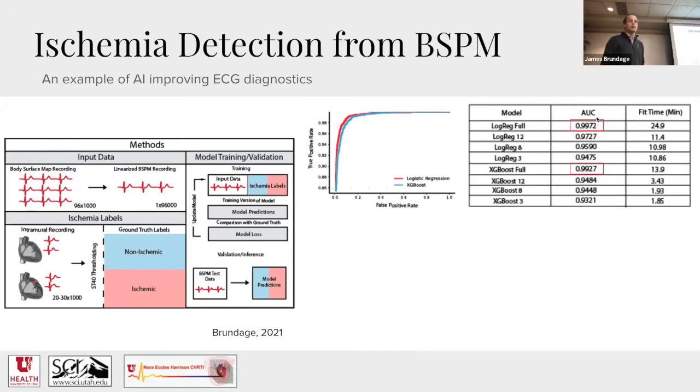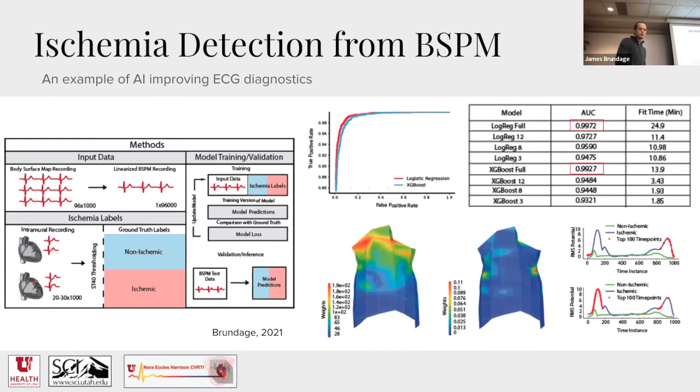And so this was great. We got really high performance doing this. And then we were able to go back and figure out which leads on the torso surface seemed to be contributing most to this ischemia detection task, and then retrain models using only the top 12 most contributing leads, 8 and 3. We see some drop off here, but we still get an AUC for the logistic regression of 0.97 and 0.94 for the XGBoost. And so this is an example of how this idea of the transformation approach and taking advantage of the different aspects of how these architectures work together can lead us to good results that are also somewhat interpretable in a medical sense. Yeah, please.